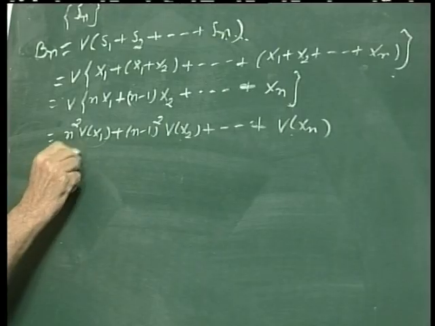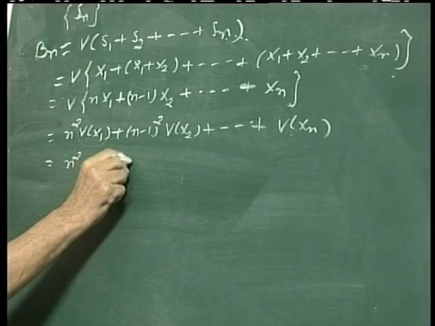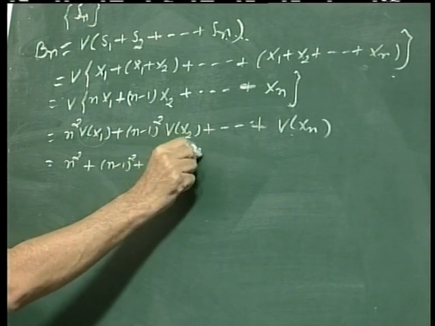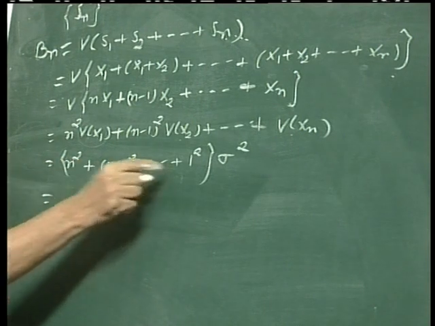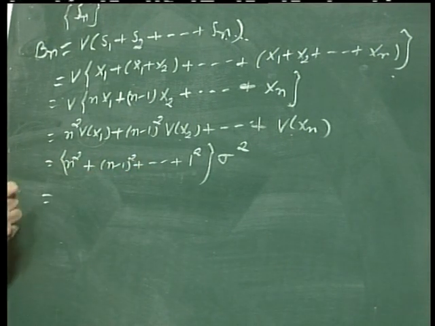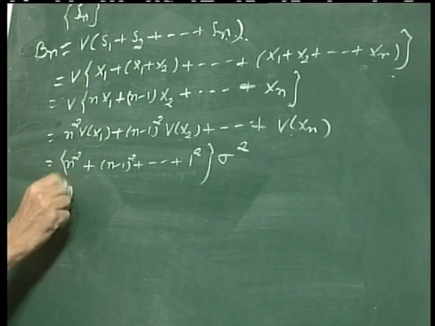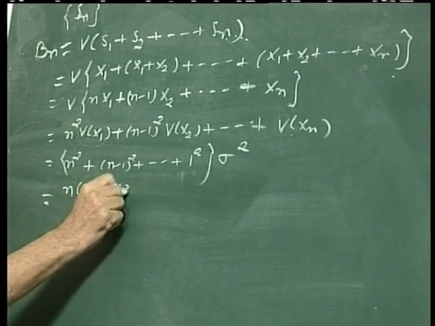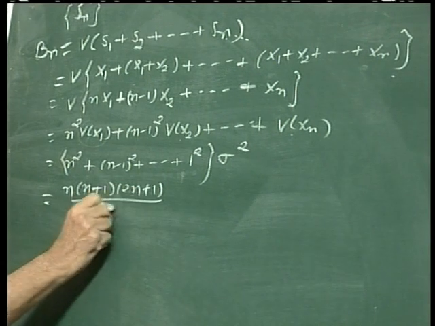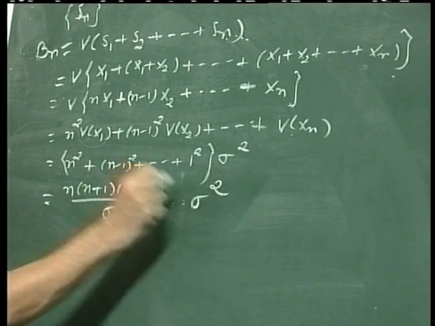So it is n square plus (n minus 1) square plus up to 1 square, into sigma square, and the sum of squares of first n natural numbers is n into (n plus 1) into (2n plus 1) by 6, upon sigma square.